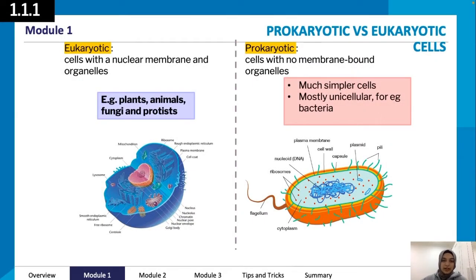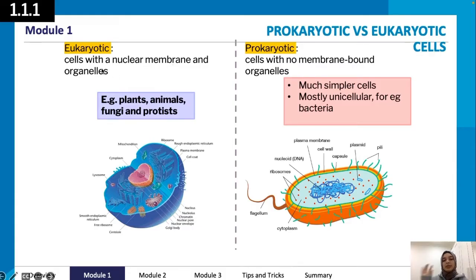Prokaryotic versus eukaryotic cells first. So eukaryotic cells are cells with a nuclear membrane and organelles. For example, plants, animals, fungi, and protists all are eukaryotic cells. So we've got a diagram of a eukaryotic cell right down there. We've got some of the features and elements that are included in a eukaryotic cell. But essentially, we want to remember that it has a nuclear membrane and organelles.